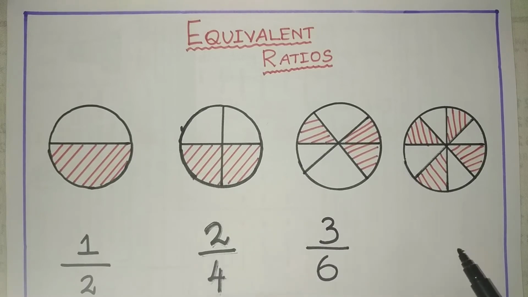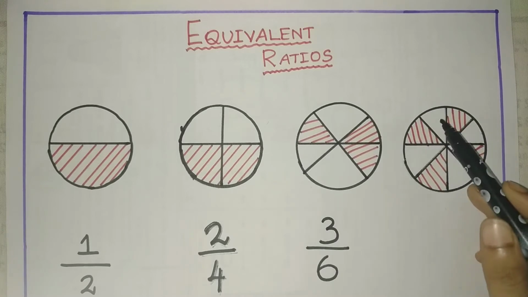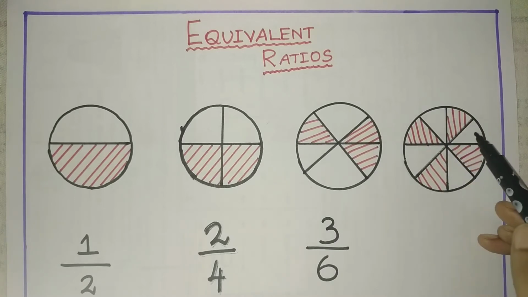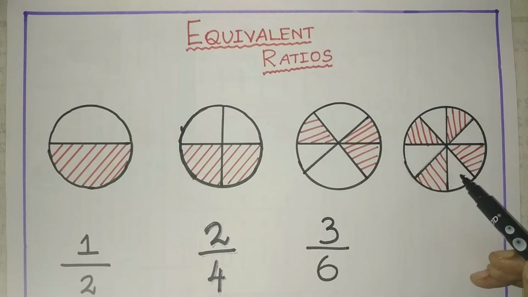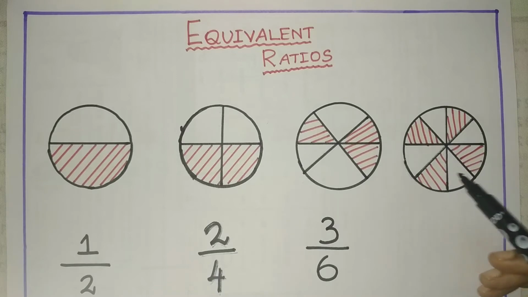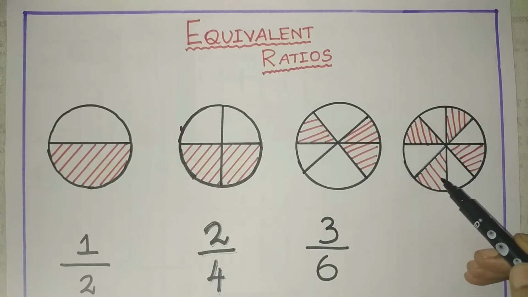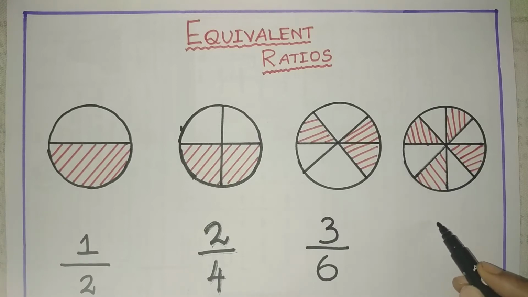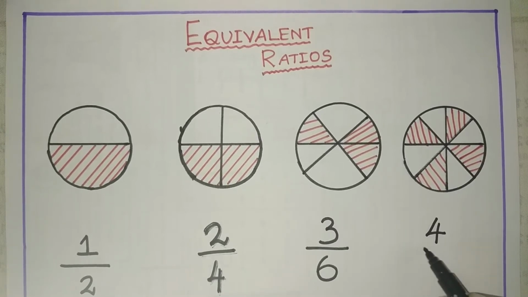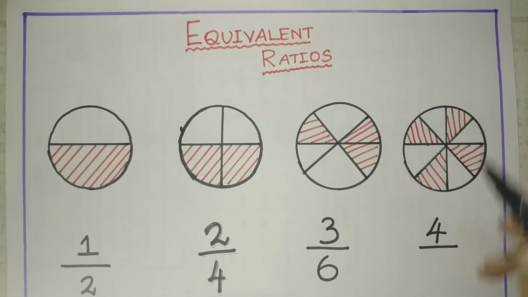Now move on to the next circle. So totally how many parts are there? 1, 2, 3, 4, 5, 6, 7 and 8. How many parts are shaded? 1, 2, 3 and 4. Now let's write the ratio. So shaded parts is to total parts. So 4 shaded parts and total parts are 8. So 4/8.